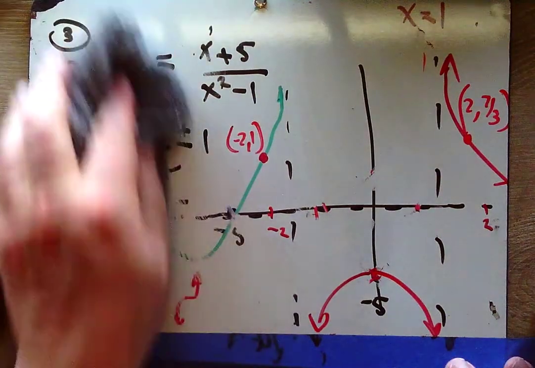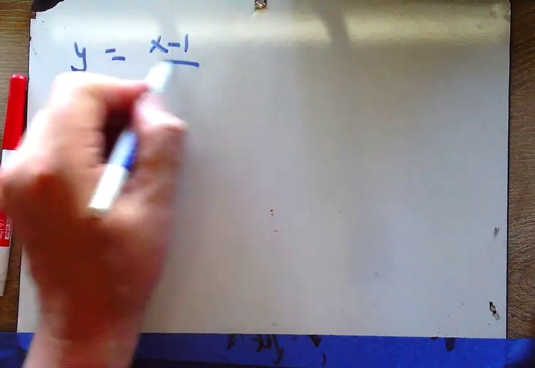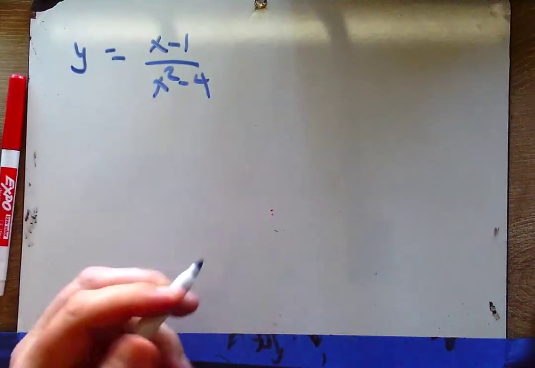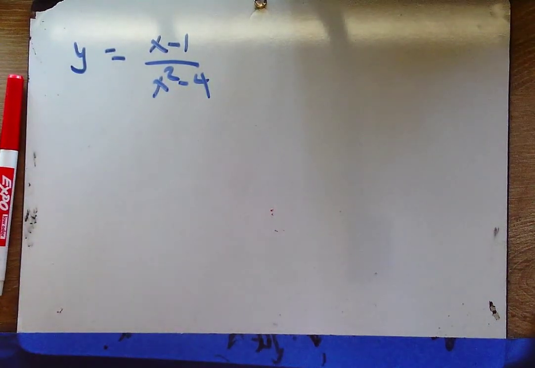Okay, next. How about this one? y equals x minus 1 over x squared minus 4. Will you do that one, please?